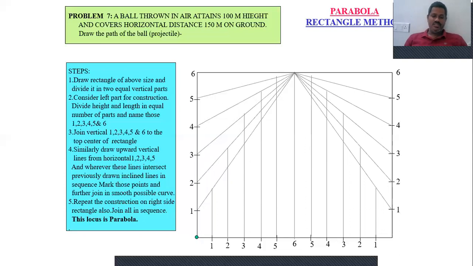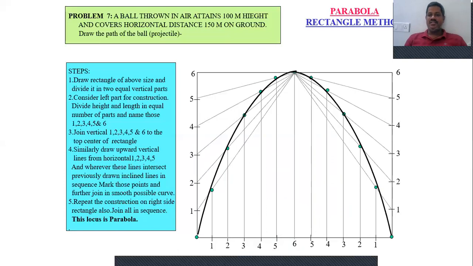So we have obtained the starting point here: it is 0, 0 and 1, 1 we got here, 2, 3, 4, 5, 6, then 5, 4, 3, 2 and 1. Similarly we have 0 here. If we join all these points, we will get a smooth curve. That curve is a parabola in the rectangle method or tangent method. So let me join all these points like this to get a smooth curve that is known as the parabola in rectangle method.